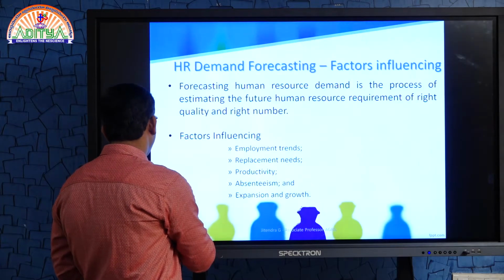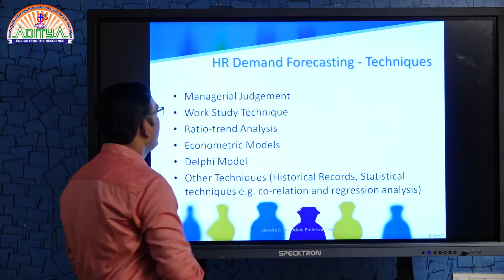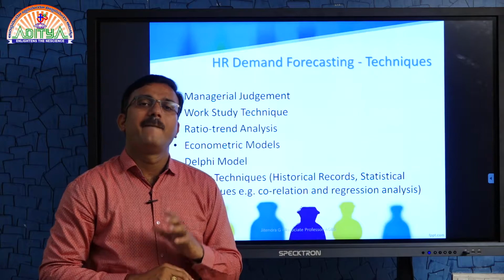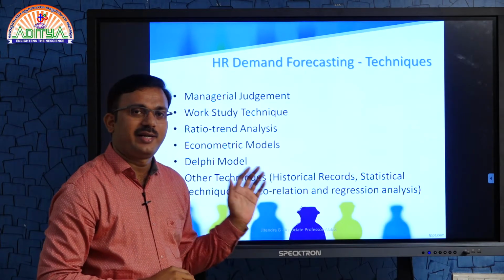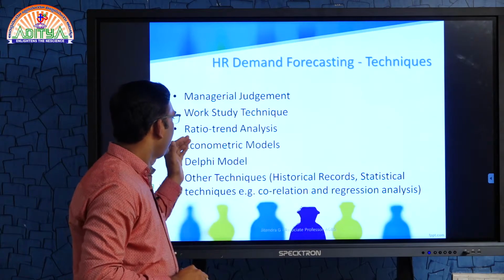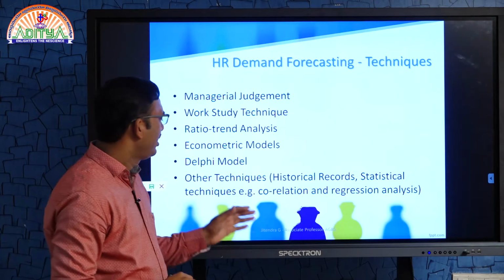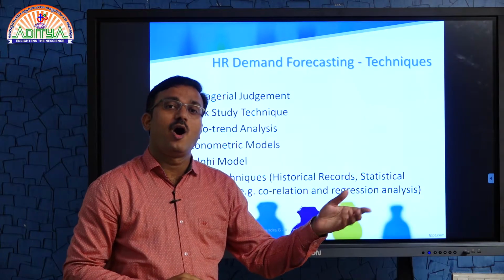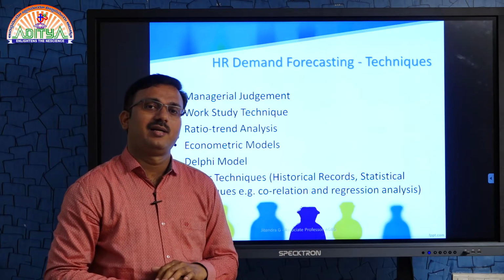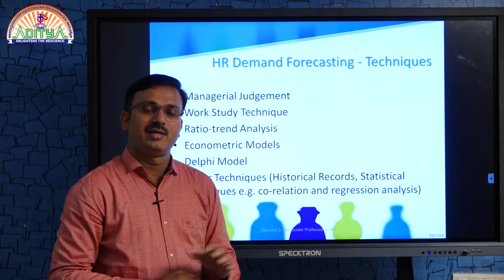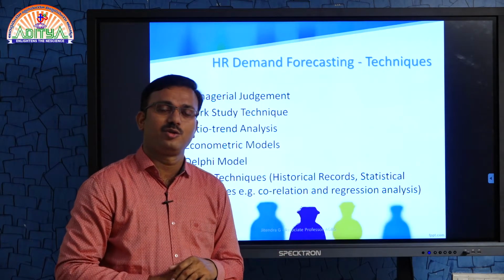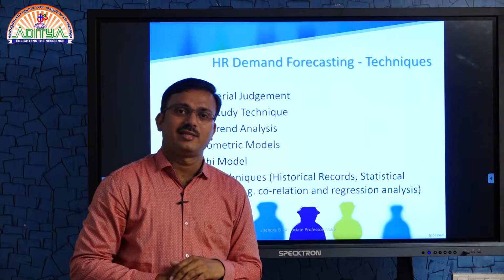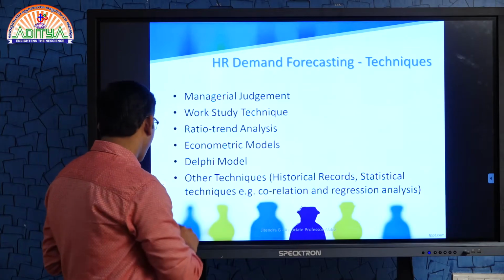Now we will see what are the various techniques which are going to be used for HR demand forecasting. The various methods are managerial judgment method, econometric methods, work study method, ratio trend analysis, Delphi method, and other methods like historical records, comparing with the past records. In the past, how many employees we recruited in particular situations, or even some techniques using statistical methods like correlation and regression analysis. Now we will see these methods one by one.